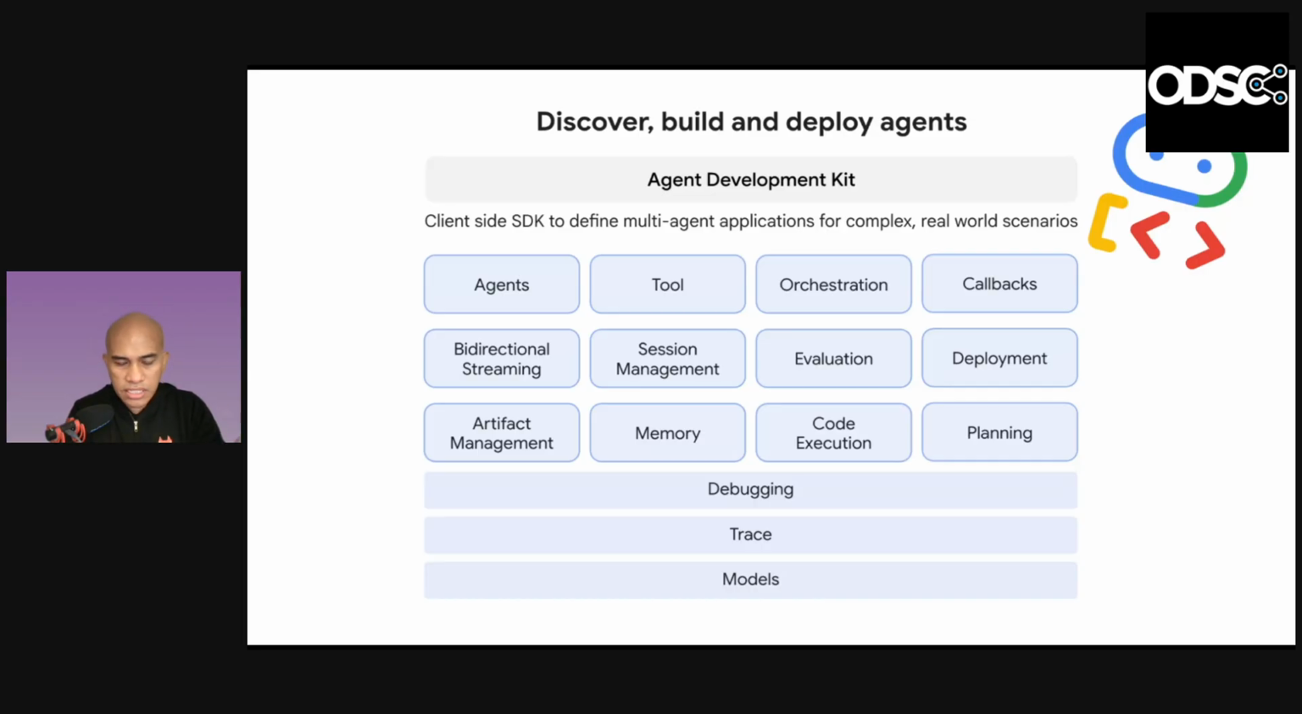Now, you can see from this slide, it's very comprehensive. The first three layers talk about what is made available for folks, like the agents themselves, tools, orchestration, callbacks, bidirectional streaming, session management, evaluation, and lots of good stuff. Even artifact management and memory, a way to keep track of changes in your AI-based application. And then in the lower layers, you have debugging, tracing, and access to the models themselves.